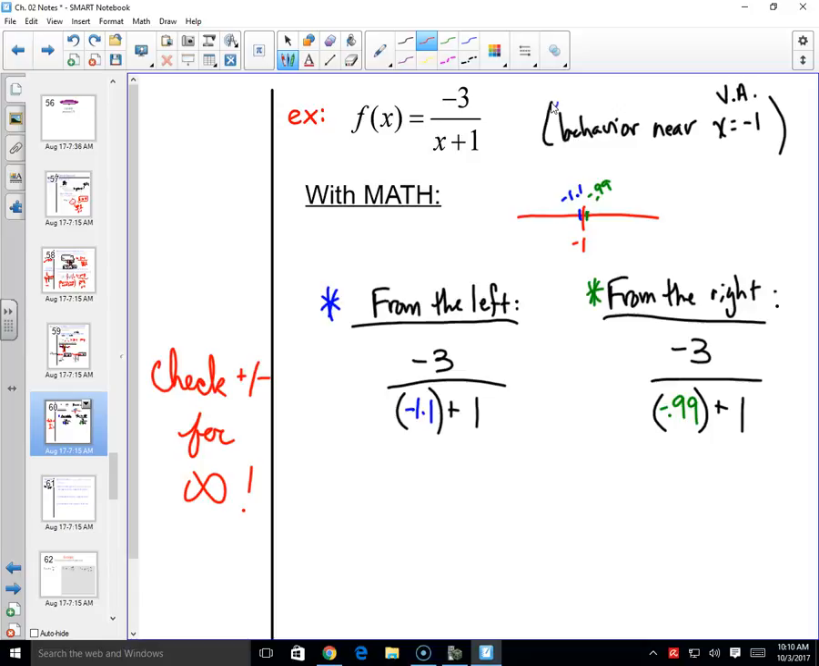So kiddos, on this one, don't even worry about what it actually equals. Ready? A negative 3 is always going to be negative. True? What's negative 1.1 plus 1? Negative 1.01 plus 1? Negative 1.00000000 plus 1. What's the sign always going to be on the bottom? Negative. Coming from the left. What's a negative over a negative?